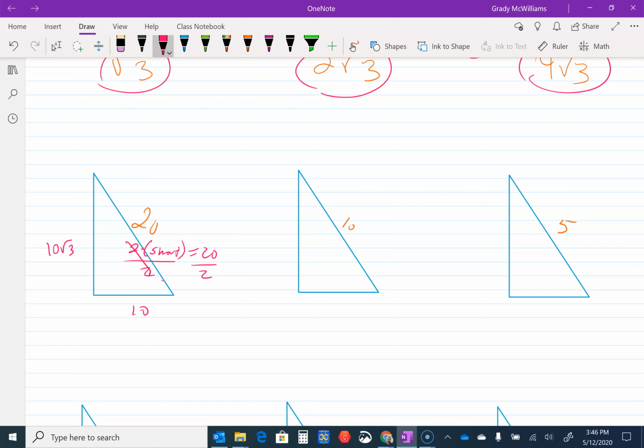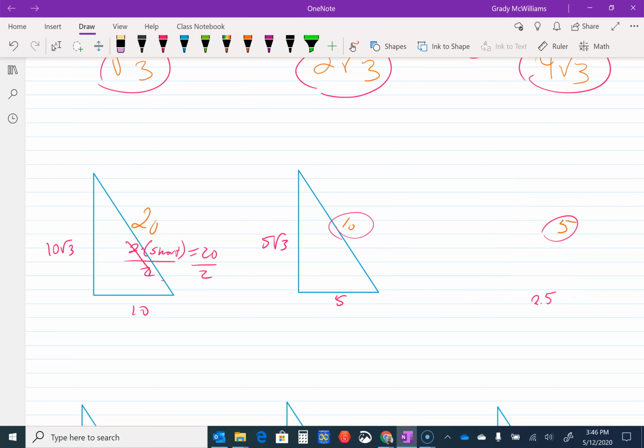Alright? We can just kind of look at it. You know this is twice as big as the shortest leg. So that means the shortest leg has got to be 5. This has got to be whatever the short leg is times the square root of 3. This has got to be twice as big as the shortest side.